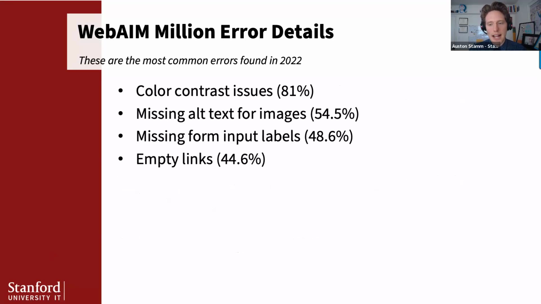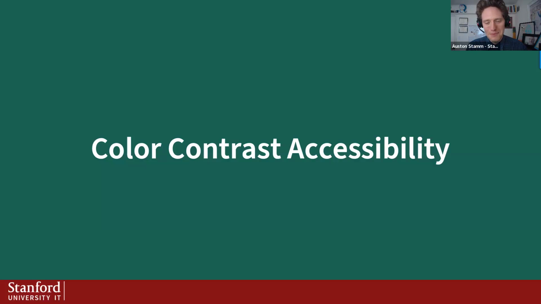And some of the most common errors that have been found are color contrast issues, missing alt text for images, missing form input labels, and empty links. And so, color contrast issues is the highest one. And so that's what I'm going to go into next.